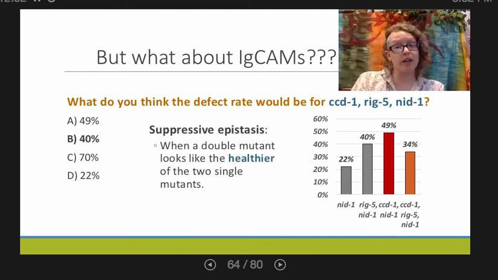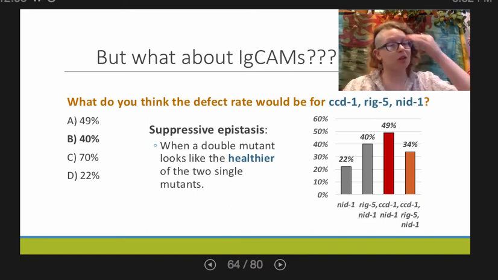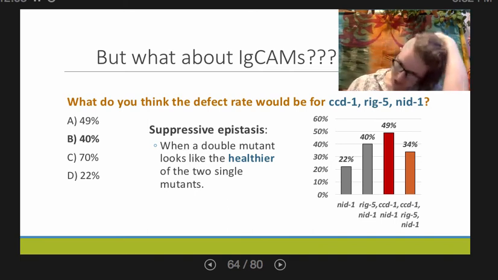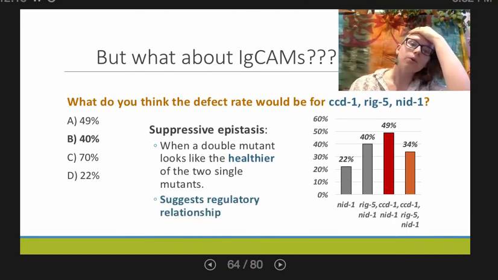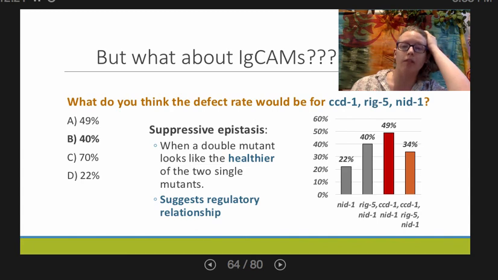So this is a weird phenomenon called suppressive epistasis. It's when a double mutant looks like the healthier of the 2 single mutants. This is weird, you guys. It works through a regulatory relationship. In this situation, CCD1 is regulating Rig5.